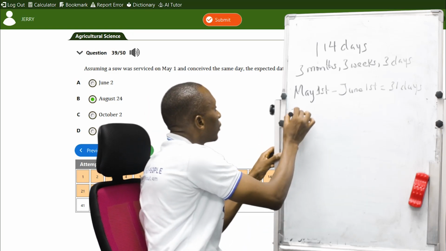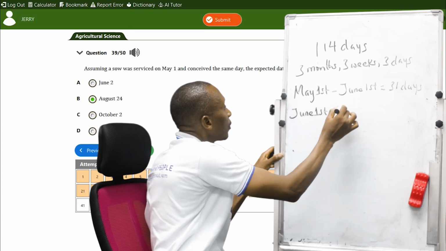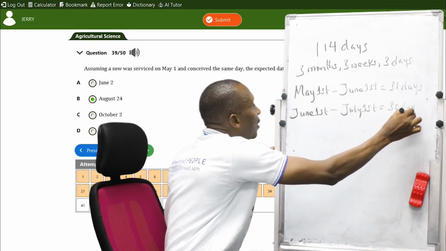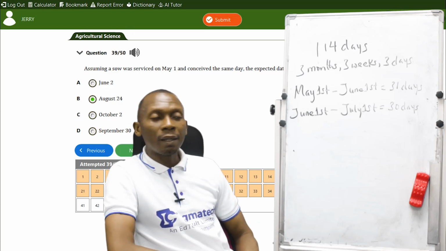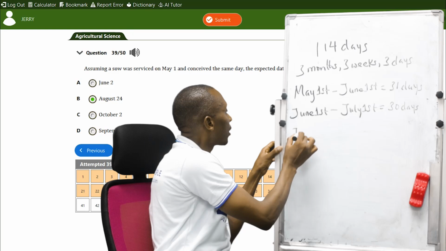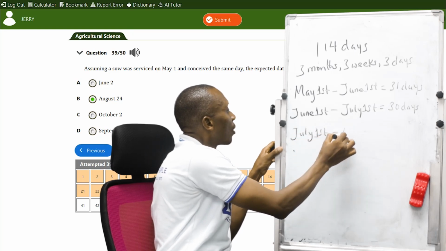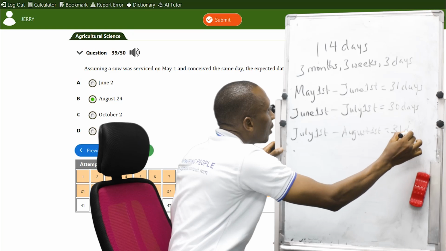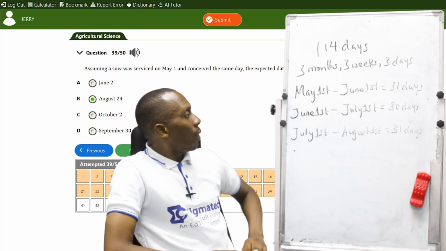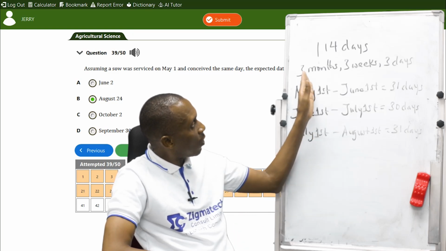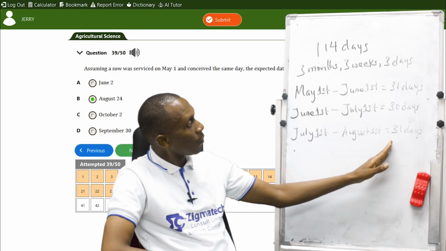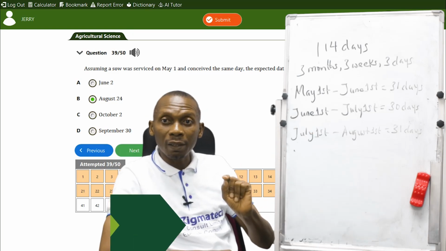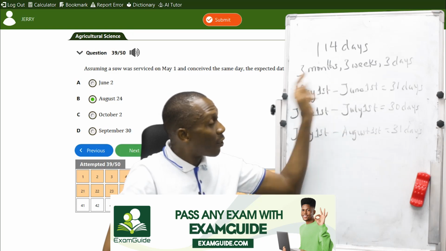From June 1st to July 1st is 30 days. June has 30 days. Then from July 1st to August 1st gives us another 31 days. So we've gotten our 3 months here in terms of days. We're trying to know the date the animal, that's the sow, will give birth. So we've gotten to 1st of August, we've covered 3 months.